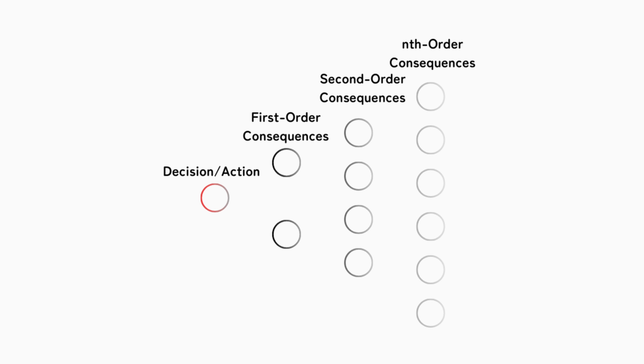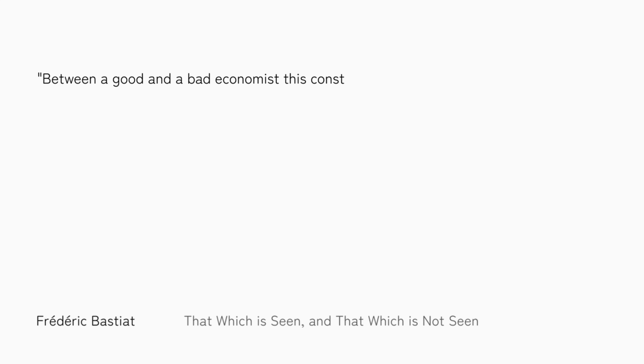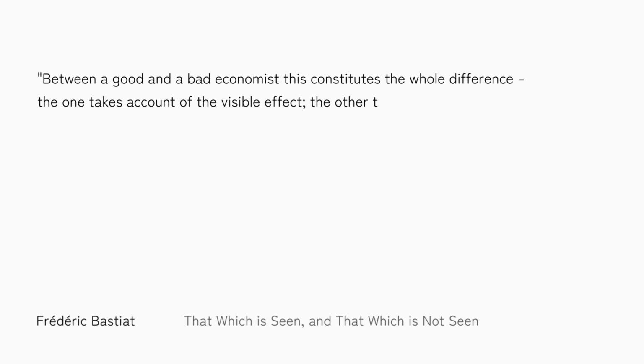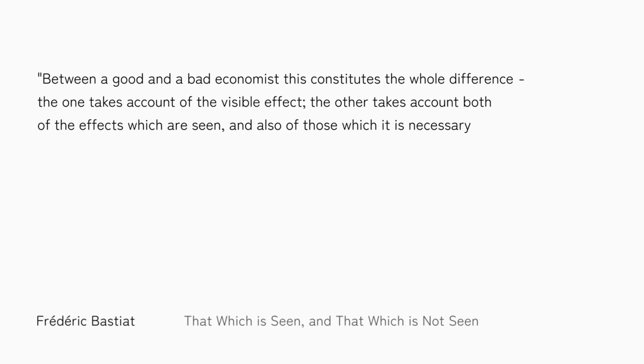In other words, Frédéric Bastiat, I hope I pronounce his French name at least a little bit correct, who was a French economist, talks in his essay That Which Is Seen and That Which Is Not Seen about the difference between people, in this case economists, but applies to any domain, who can think one step ahead and those who can't. Between a good and a bad economist, this constitutes the whole difference. The one takes account of the visible effect, the other takes account both of the effects which are seen and also of those which it is necessary to foresee.